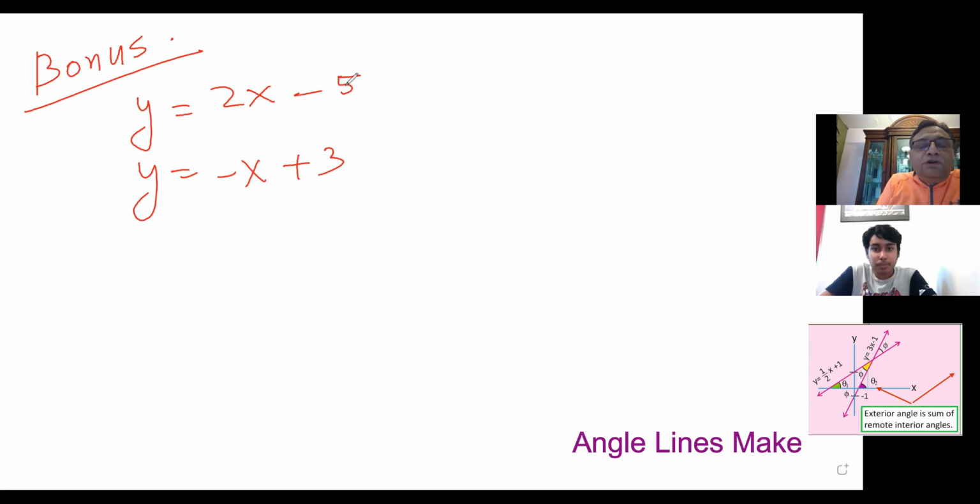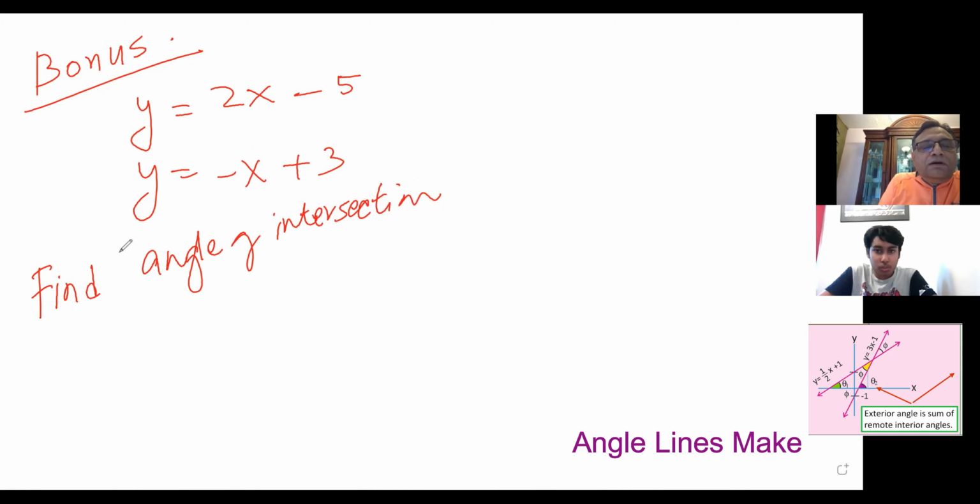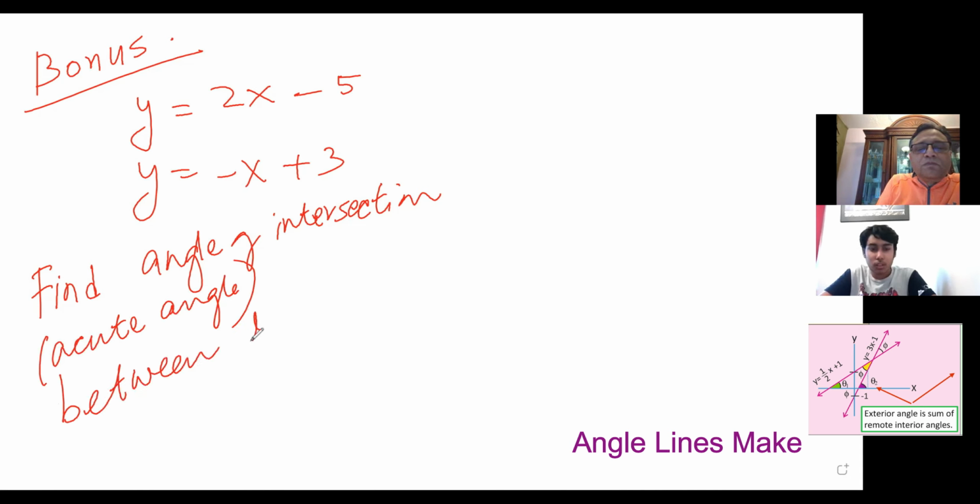I want you to find the angle of intersection, the acute angle of intersection. When the lines intersect, they'll make an acute angle and an obtuse angle. You get the idea? Yes, sir. So we are interested in the acute angle between the lines. Can you do this? Try to do it.